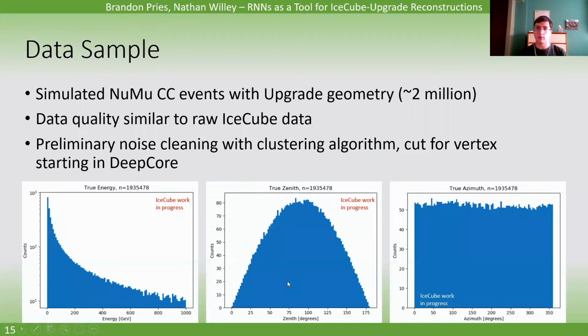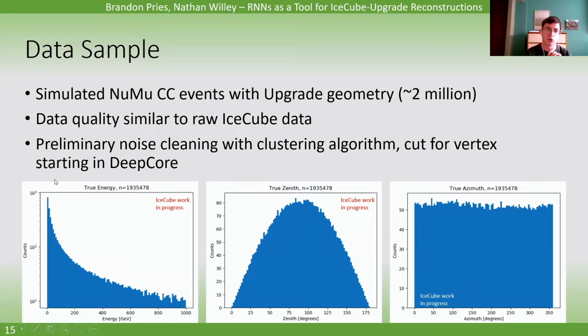The data sample that I'm using is simulated charged current muon neutrino events. So this would all be tracks using the upgrade geometry. We have about 2 million events. The data quality is similar to what we would get from raw IceCube data. There's very minimal processing on this. There is a preliminary noise cleaning applied that uses a clustering algorithm, so it tries to remove individual hits if they're not associated with anything else. And then we're also cutting for the vertex starting in the DeepCore volume of the detector.